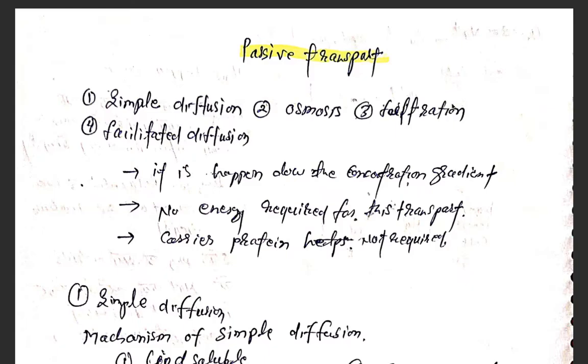We'll see about passive transport, the types of passive transport, how passive transport happens in our body, what their medical significance is, and what their mechanism is, how they work. Here we will try to get some basic idea about passive transport. Its types are: first, simple diffusion; then osmosis, facilitated filtration, and facilitated diffusion. These are the types of passive transport.